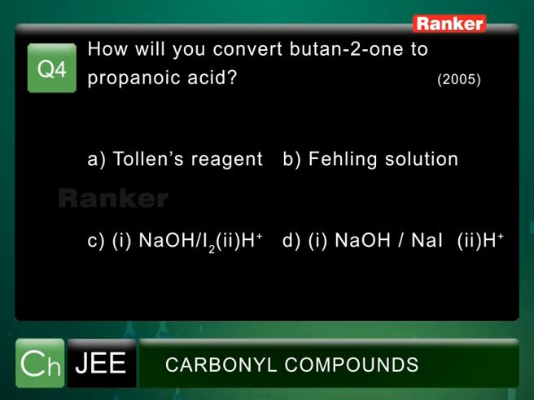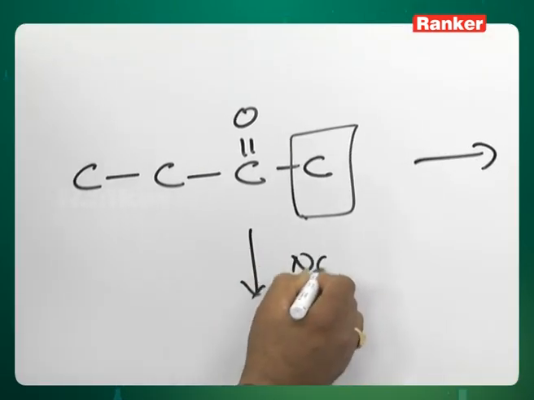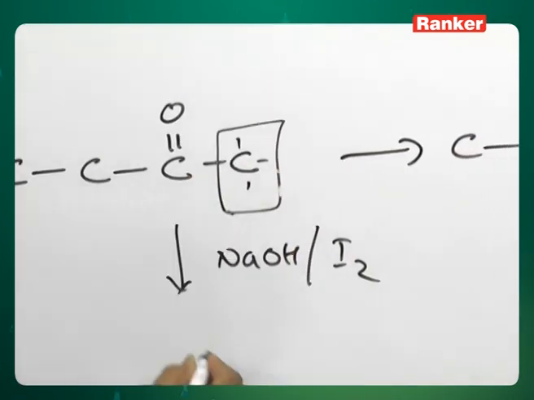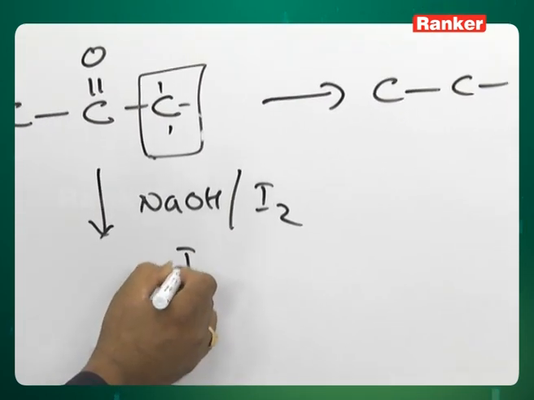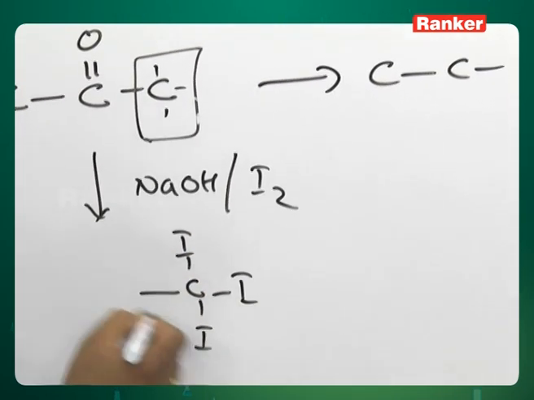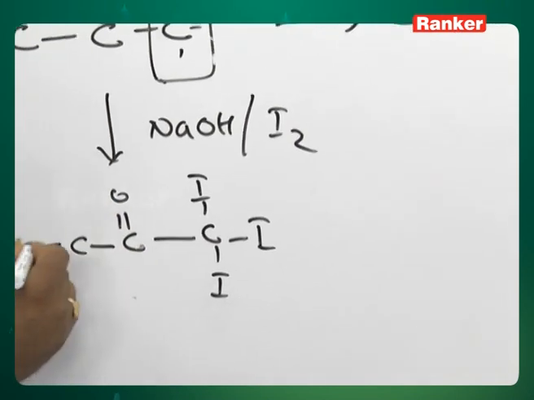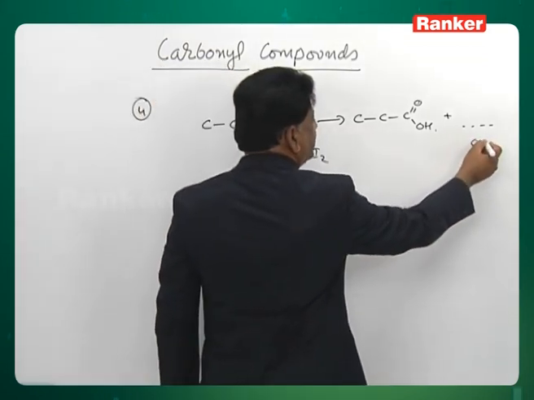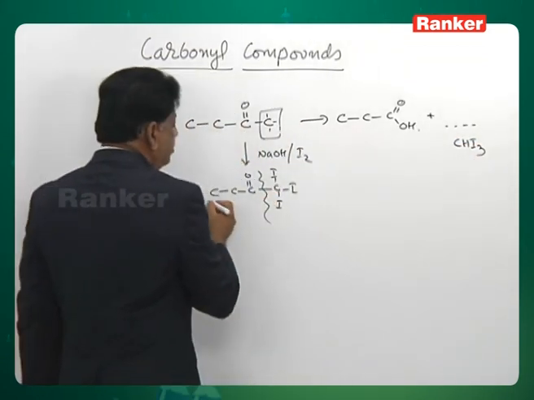Tollens reagent will not affect the ketone, so it's wrong. Fehling's also will not affect the ketone. This is sodium hydroxide and iodine, which is the one reagent actually useful. If sodium hydroxide and iodine is used, what happens? It is in a basic medium with iodine. So first all these three hydrogens will be iodinated, and then followed by the reaction with base, it undergoes hydrolysis. This piece will become iodoform, CHI3 is formed. This will become a carboxylic acid.